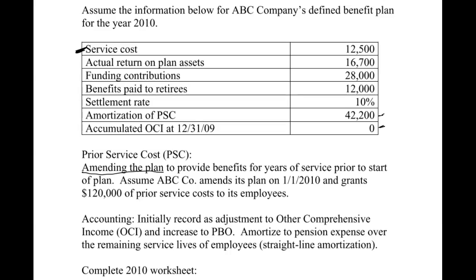All right, so when we notice the accounting for it, there are 2 different things we have to do. We initially record it as an adjustment to other comprehensive income, so that's going to be a new column in our worksheet, and increase the PBO. That should make sense, because remember, our PBO is our obligation to pay our retirees when they're all retired. So if we're recognizing more years of service, it makes sense that our obligation should go up. So we have to increase the PBO.